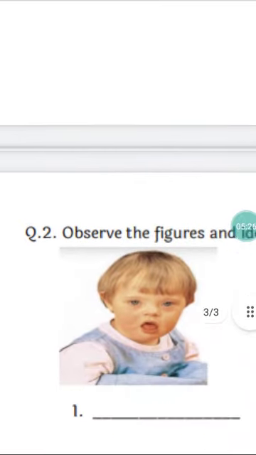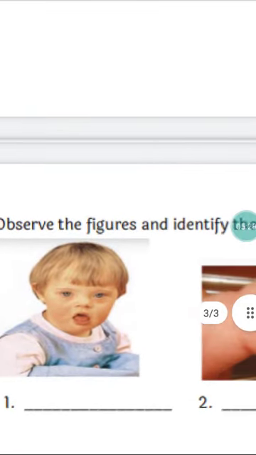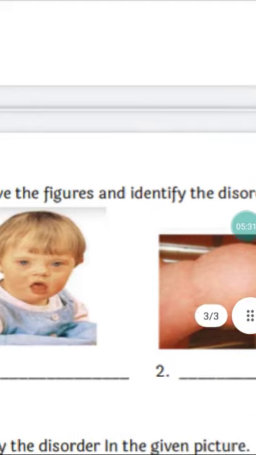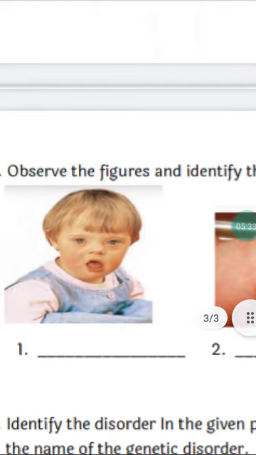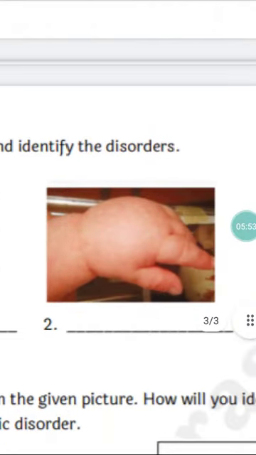The next question is, observe the figure and identify the disorder. The first figure given is a small child, you can refer to page number 189, and this child has a short stature and is suffering from the genetic disorder Down syndrome. It is Down syndrome. The second one shows the hands of a child, and this child is suffering from Turner syndrome.